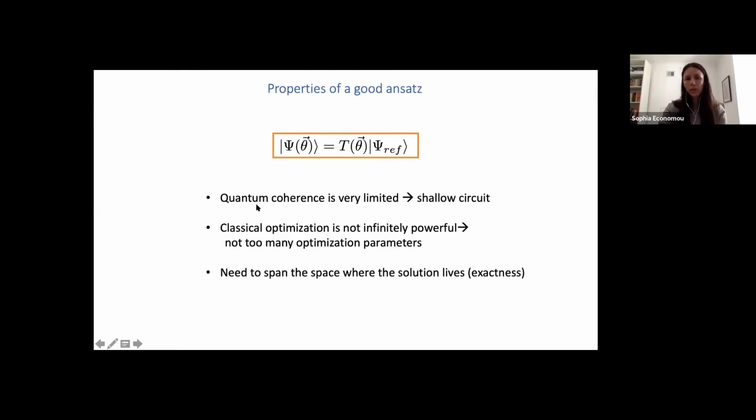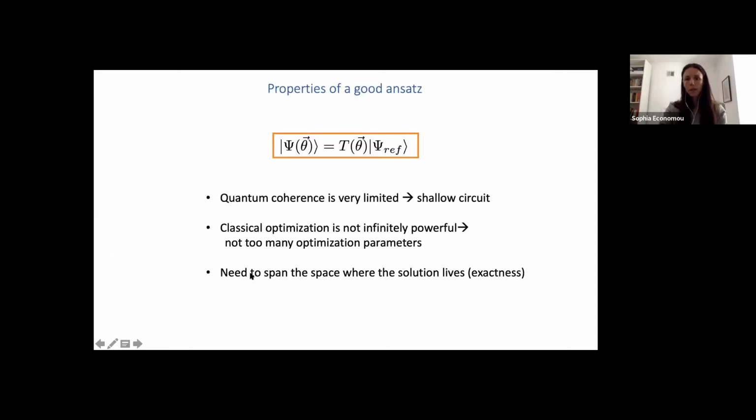The circuit has to be such that it doesn't push the coherence beyond what the processor can handle. So ideally, we would want as shallow circuits as possible without, of course, sacrificing the exactness or the faithfulness of the objective function. At the same time, classical optimization is not infinitely powerful, and if you have too many parameters, you will generally have issues with trainability.